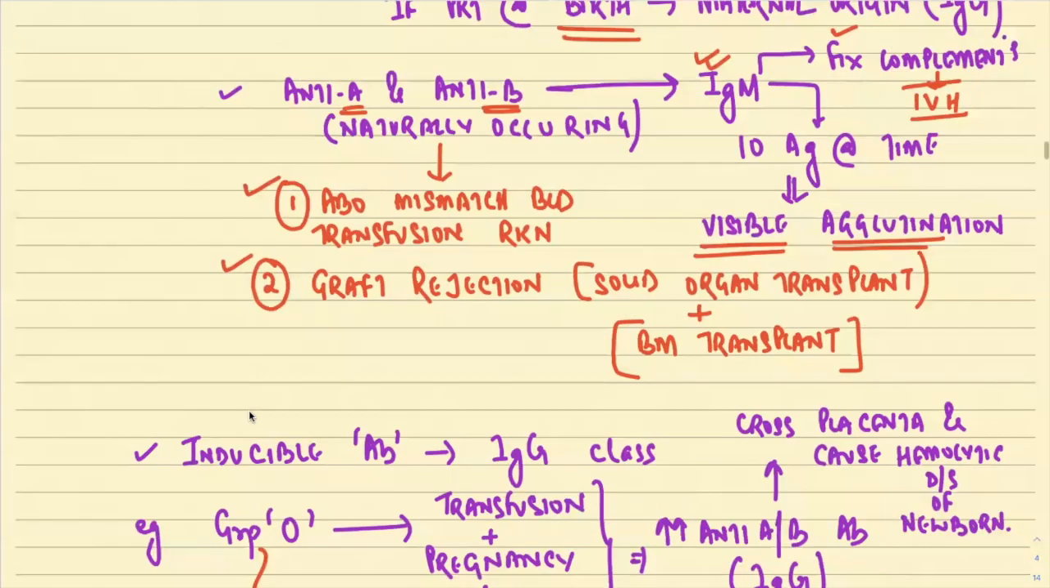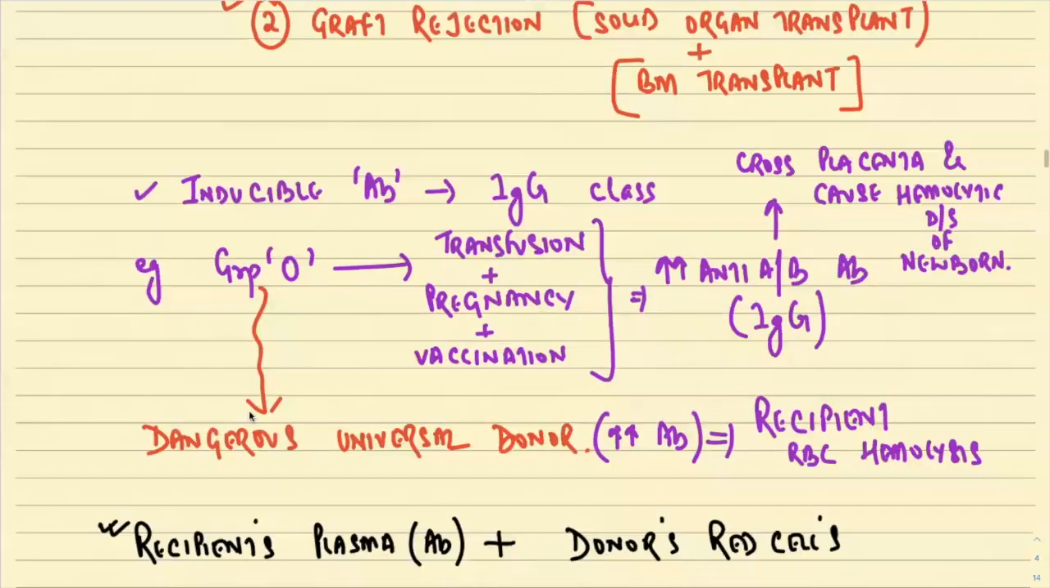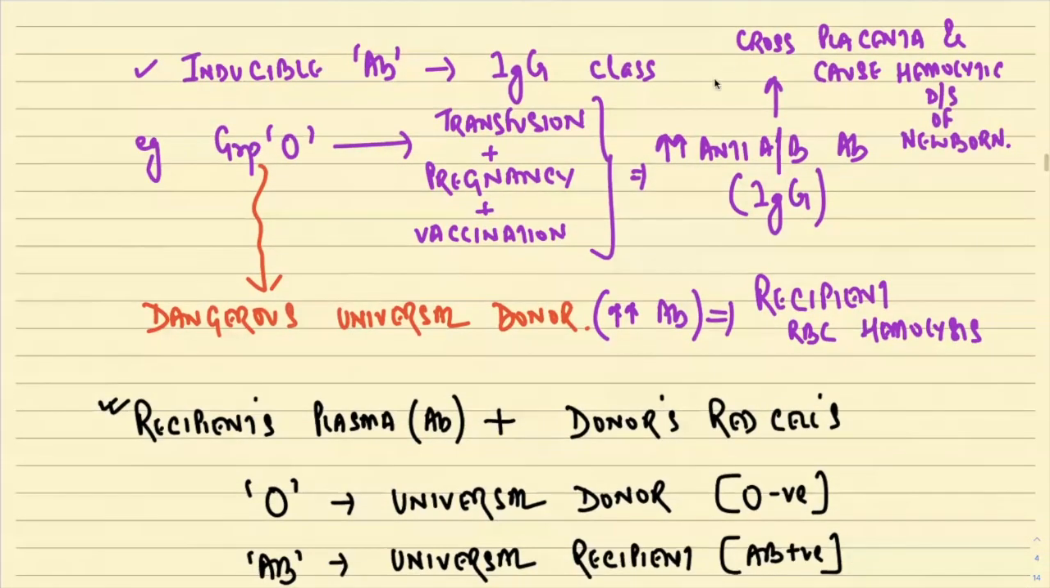Now remember, suppose these anti-A and anti-B antibodies are not naturally occurring, but have been induced. How can they be induced? For example, this is a group A individual, and to this group A individual you gave B blood group blood. In that case, what is going to happen? Just wait one second, I'm going to tell you what is going to happen. There will be hemolysis of this B.